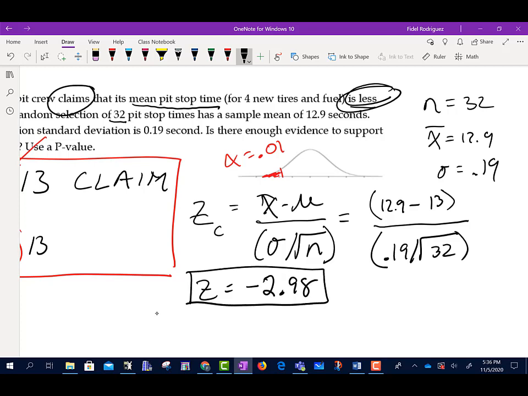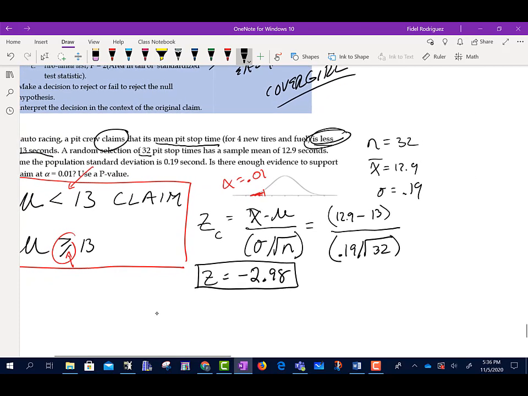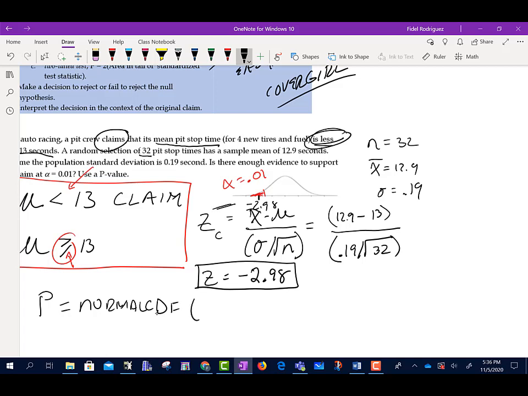Now we have our z-value. So now that we have our z-value, how do I find the p-value for that? If this is negative 2.98, what's the p going to be equal to? Remember how we find the p if this is a left tail test? We go normal CDF, and we go to the left because this is a left tail test: negative 9999 and negative 2.98.